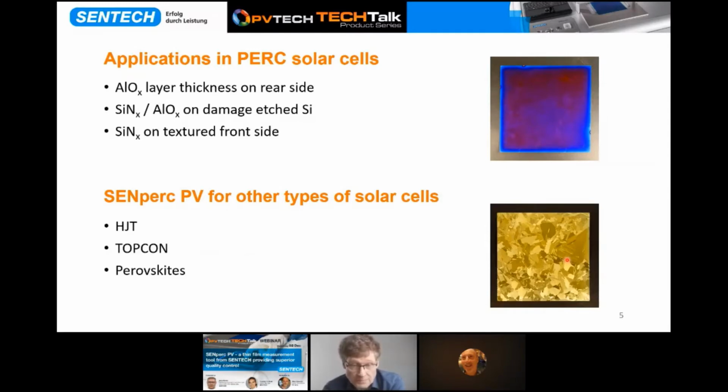But there is more. The SENPERC PV can also measure other types of solar cells, to name the heterojunction technology cells based on amorphous silicon, or the TOPCon technology based on polysilicon samples, and also, recently, the upcoming perovskite tandem solar cells.